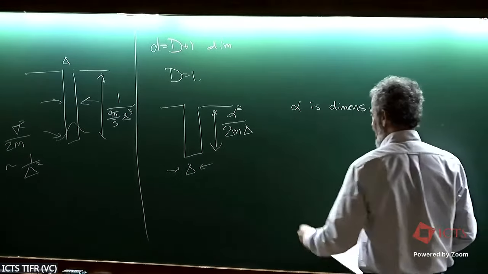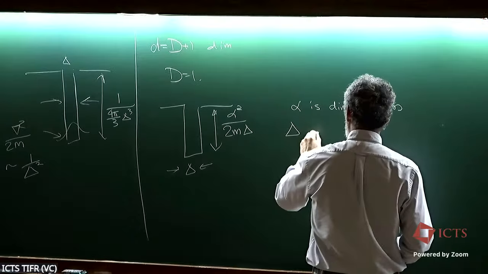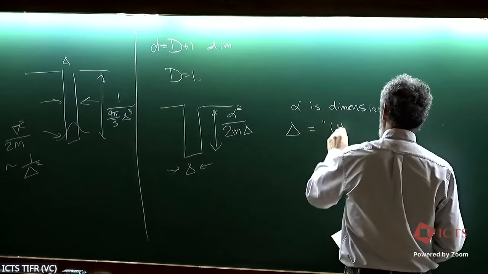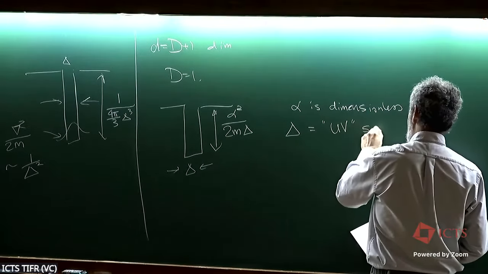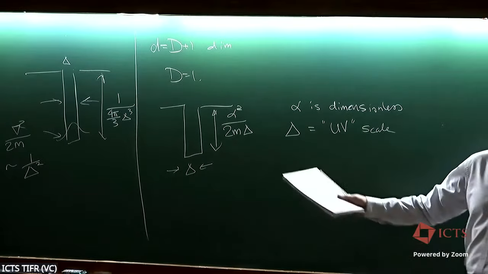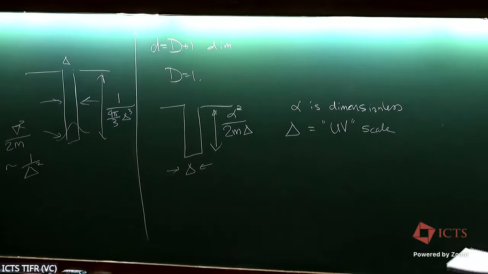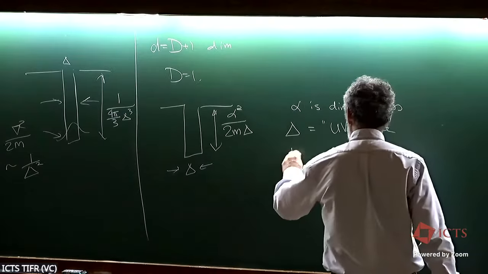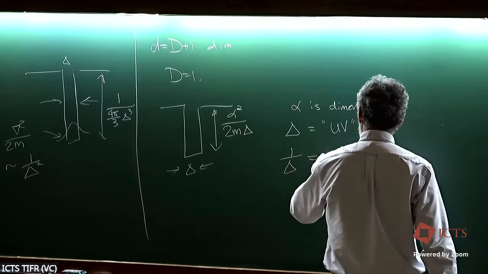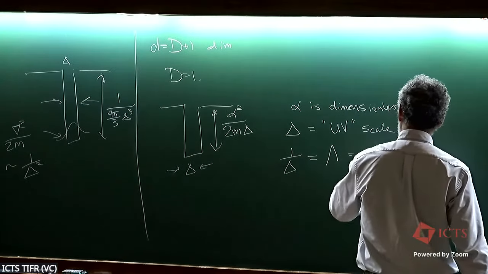And I'll call delta my UV scale. It's the scale at which the potential has some structure to it. And I will call 1 over delta lambda, which is the UV cutoff.